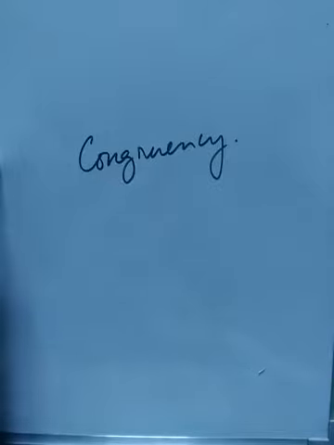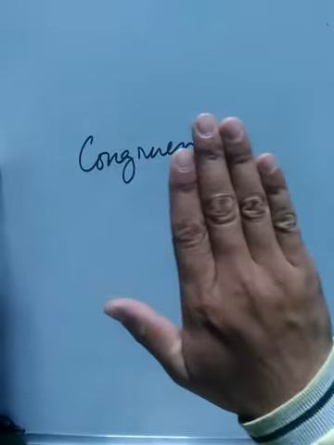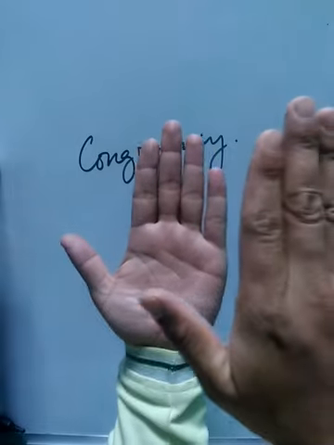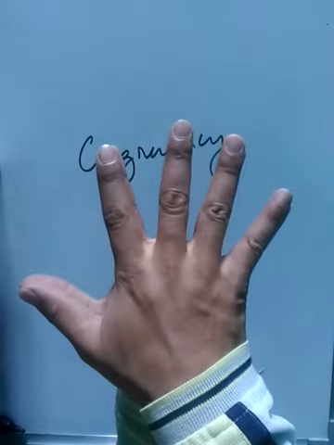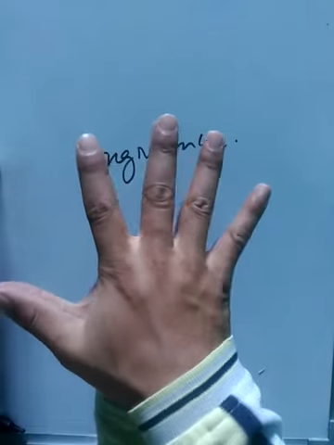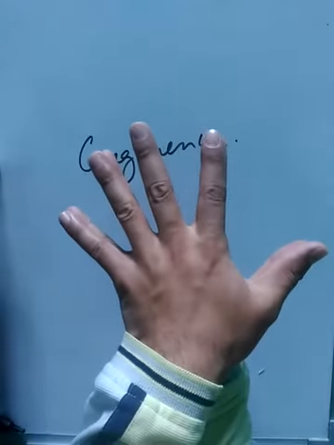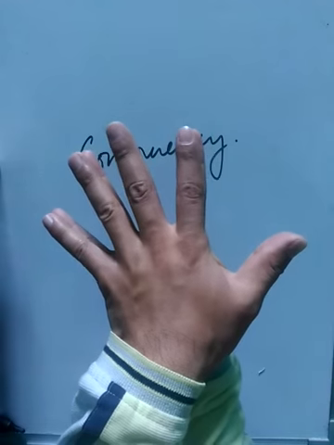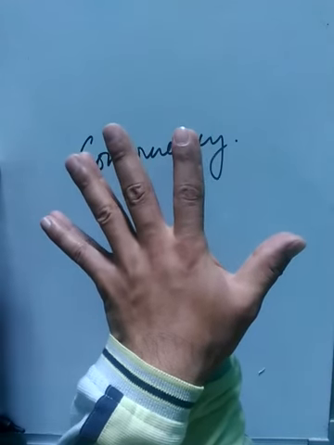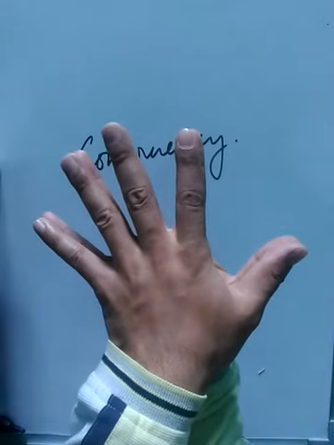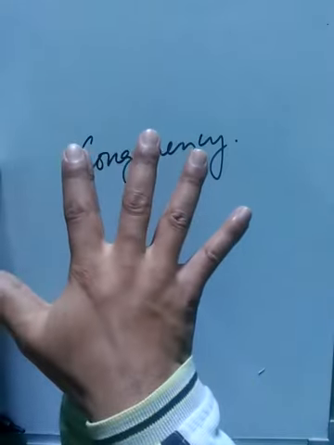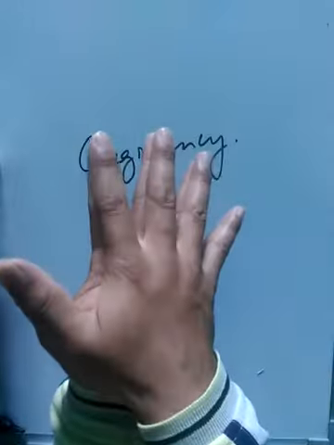If I keep my palm above the other palm, then let us see now. They perfectly overlap each other. It means that they are congruent.